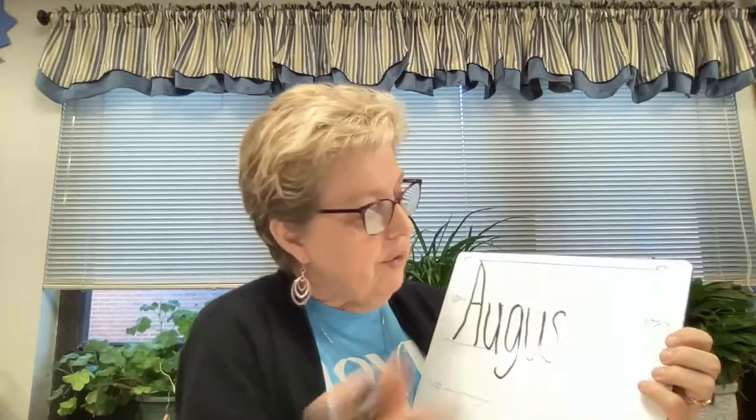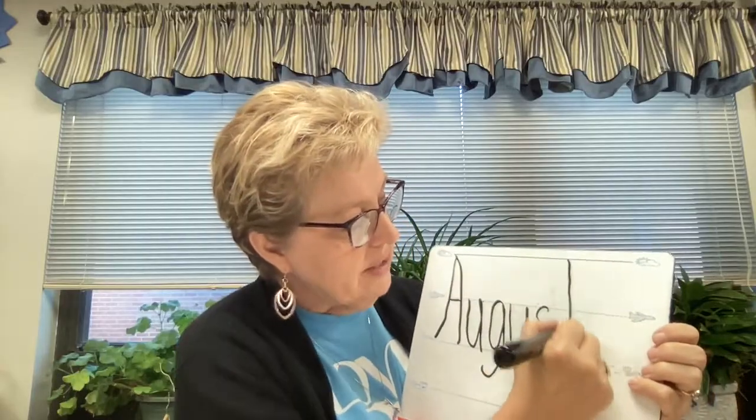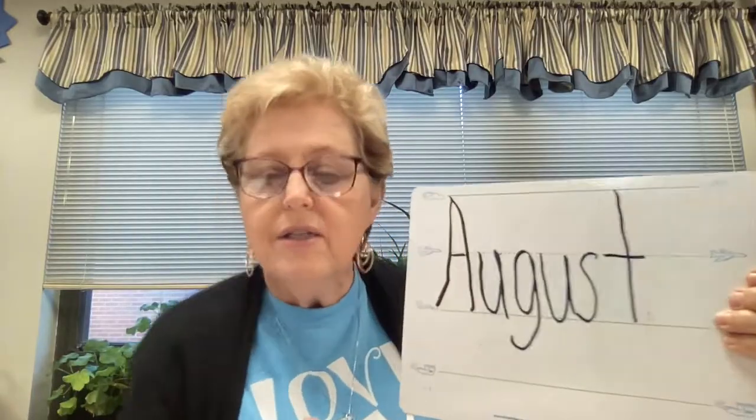Capital A, U. I think I'm going to do this on the other side. Here we go. August. Capital A, U, G, U, S. I'm going to have to move this over. T. August.